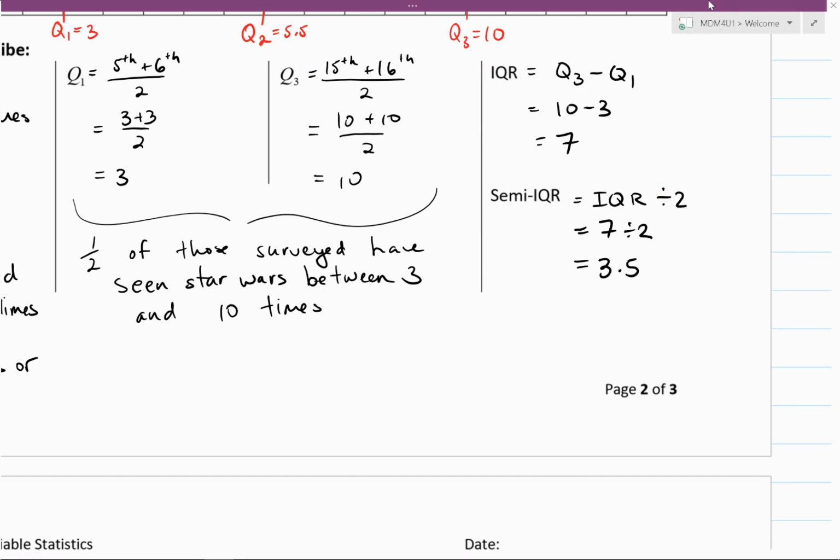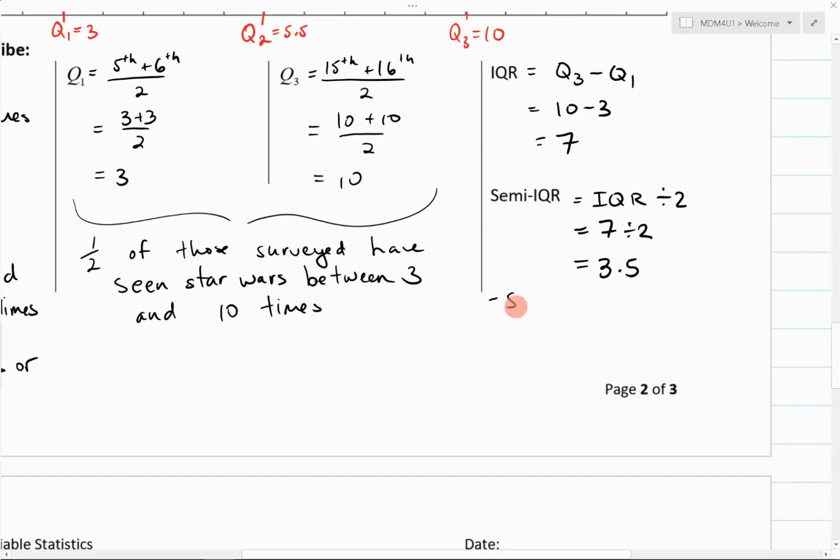Okay, and so again, what's the point of this? Well, this shows how the center half of the data is spread around the median.